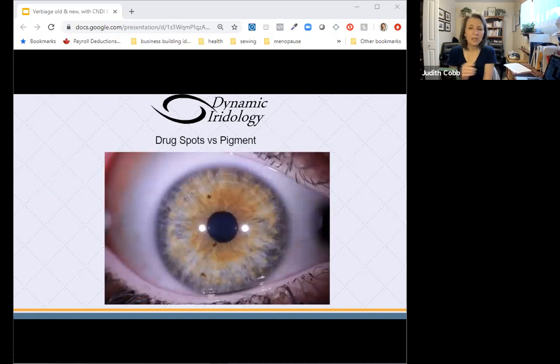So drug spots, which we no longer call drug spots, we now call them pigment. Used to be called psora or itch spots or all kinds of interesting names.